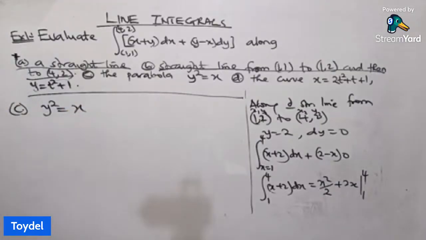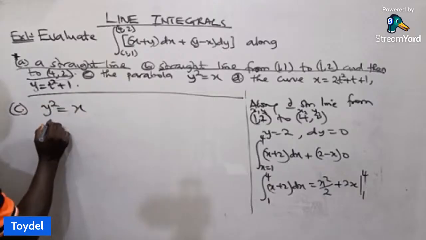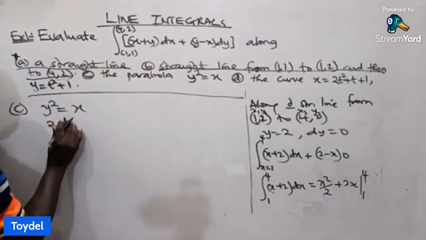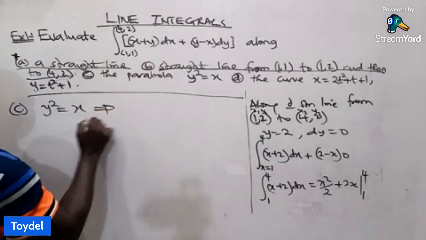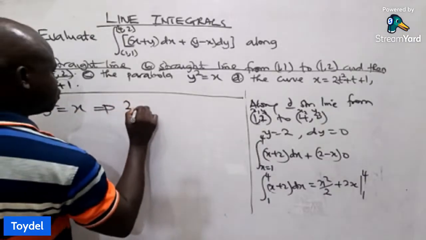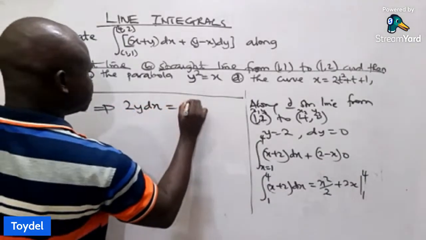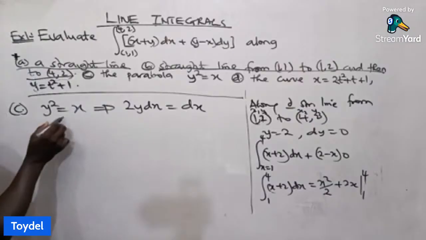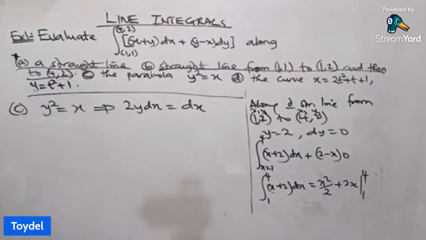So along the parabola, we can actually differentiate this. If y squared is equal to x, then 2y dy will be equal to dx. That is, if you differentiate this, that is what we are going to get. So substituting for x in the line integral and using just the limits on y, we obtain what I'm about to write now.